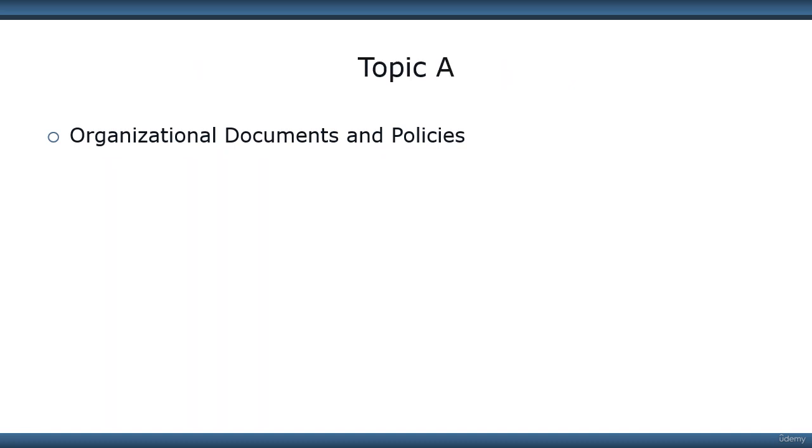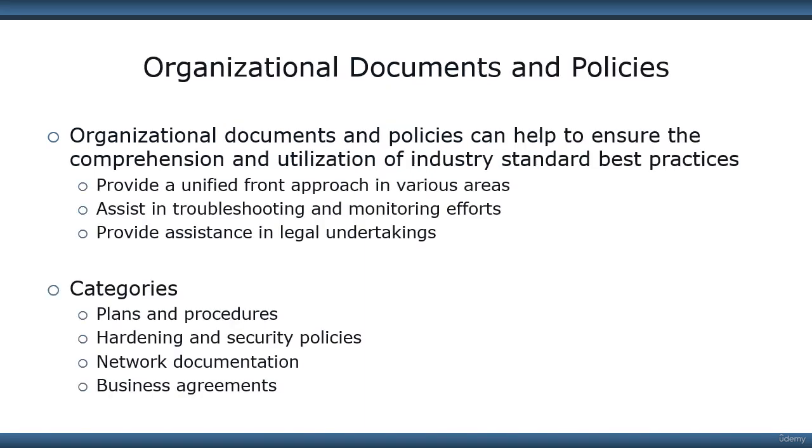In this first topic, we'll be dealing with organizational documents and policies. We need to be able to recognize the purpose of these policies by their name, the functionality that represents, and just give some examples as to what these policies might be used for. Organizational documents and policies help to ensure that employees comprehend what we are supposed to be doing and not doing on the network, as well as making sure that we're utilizing industry standard best practices. From a company perspective, it provides a unified front approach in various areas. It can also help us in troubleshooting, it helps us in monitoring, and in certain cases provide assistance in legal undertakings.